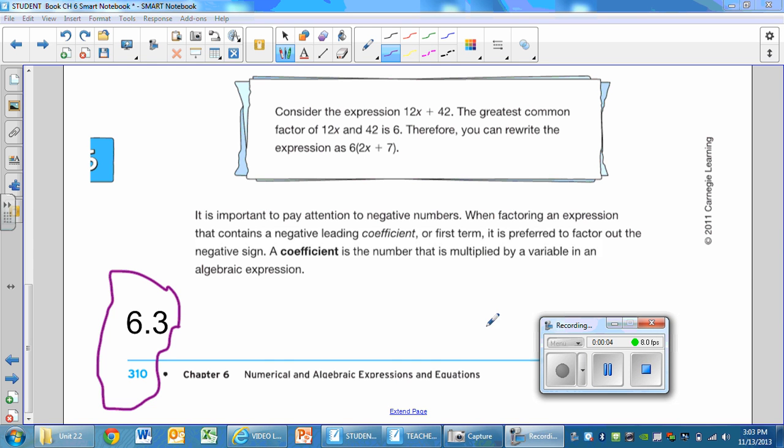Good evening. Tonight we're going to do 6.3 and we're going to start on page 310. So please turn to page 310.